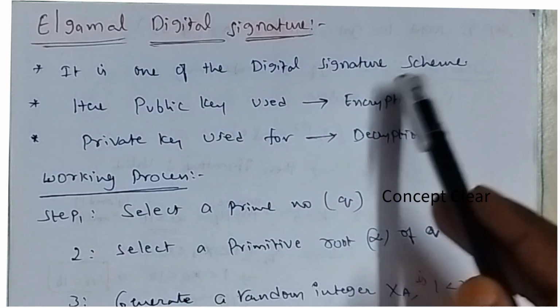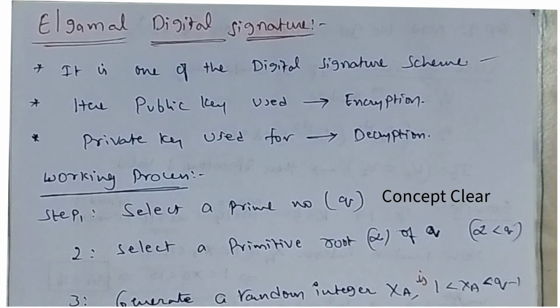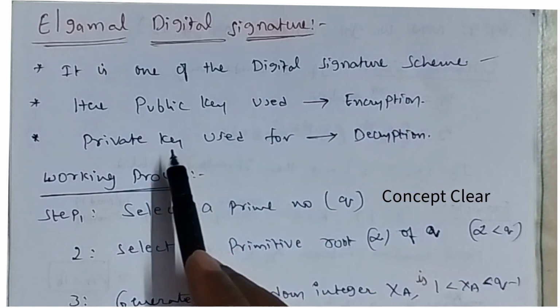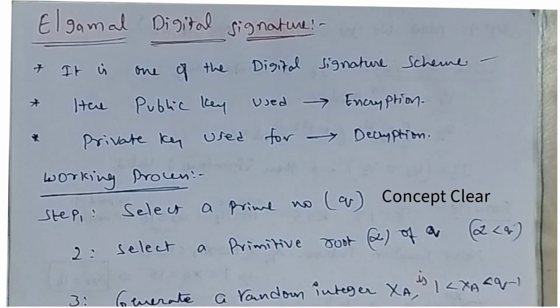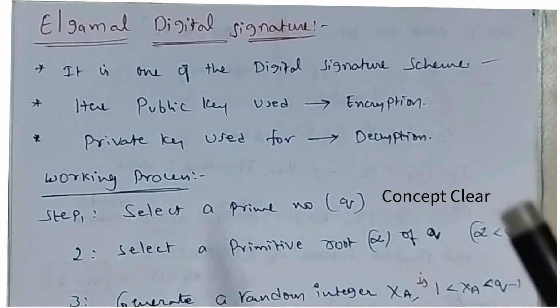It is one of the digital signature schemes. Here we'll use two keys. First one is public key for encryption and private key for decryption. It is an asymmetric key cryptography. Why? Because we are using two keys for encryption and decryption. So it is the asymmetric key cryptography.